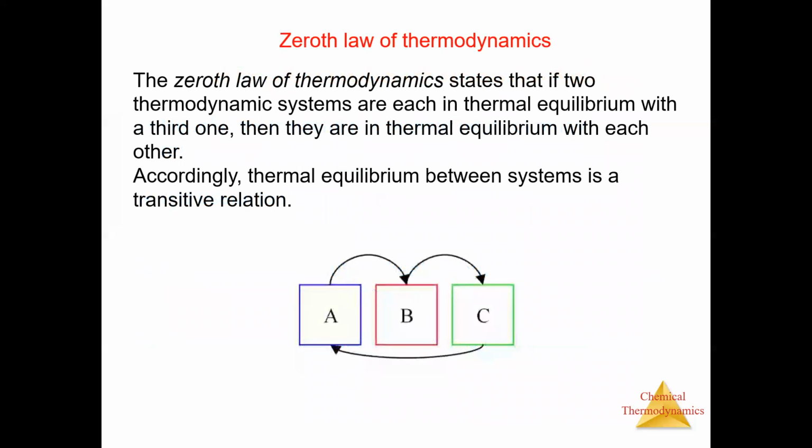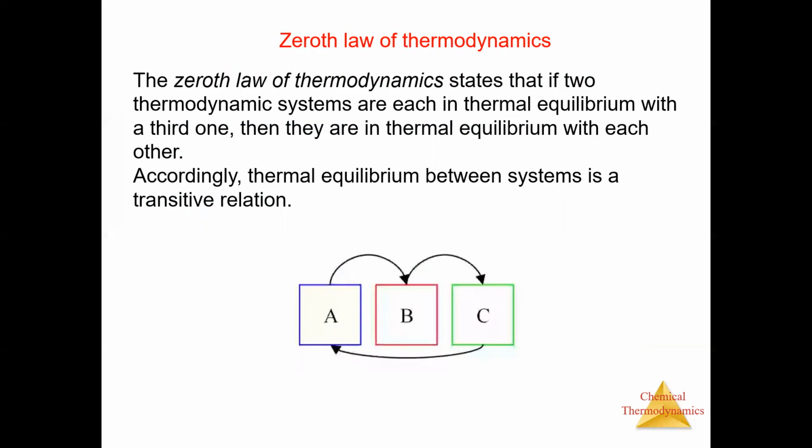Next comes the zeroth law of thermodynamics. Basically, we have three different laws of thermodynamics: the first law, second law, and third law. And the zeroth law comes at the end, right? It determines the thermal equilibrium in the system. Hence, it comes at the end, and yet it has been named the zeroth law of thermodynamics.